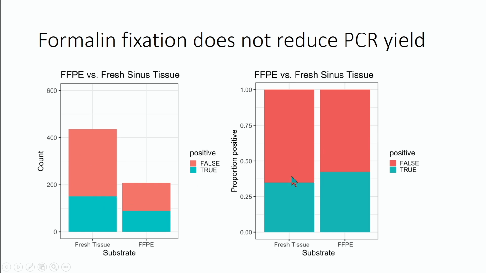And so we tried to break this out first by count and then by proportion, so the same data displayed in two different ways. And what you see is that actually it's about the same. This difference in percent positive is not statistically different. It's about 42% positive in the FFPE samples. It's only about 35% in the fresh specimens.